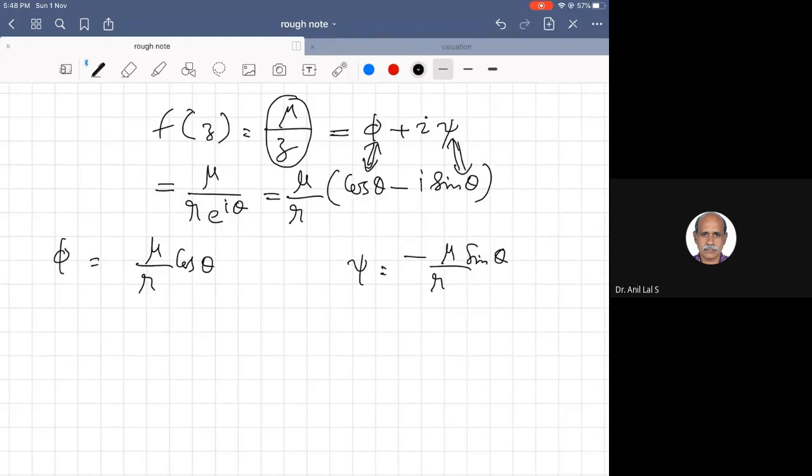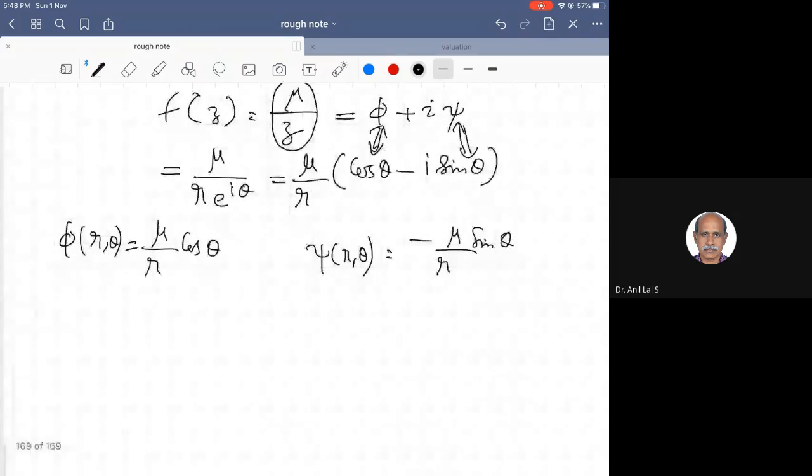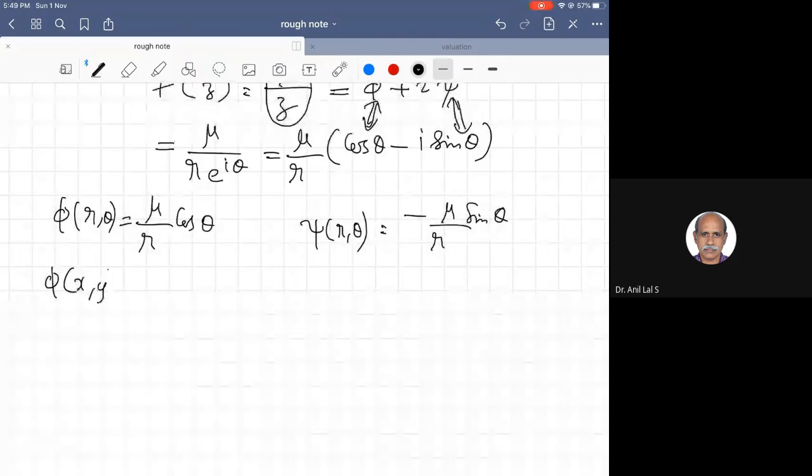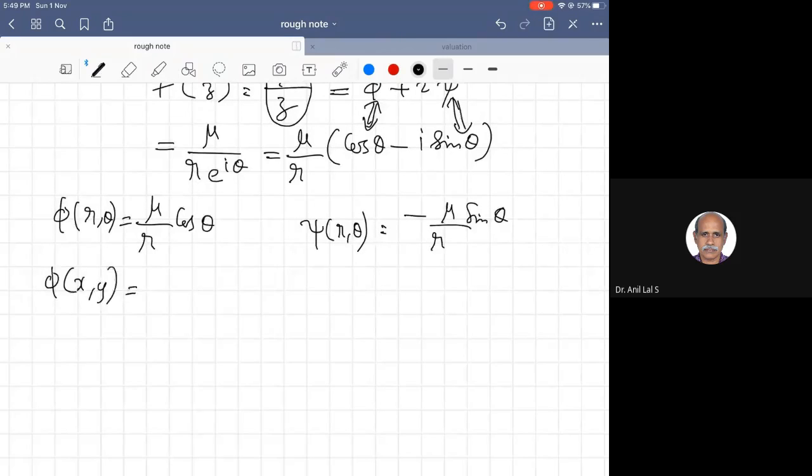So this phi is now written as a function of r and theta in the polar coordinate system. Similarly, psi is also in r and theta. We can write in Cartesian coordinate system also. So we can write phi of xy, that is mu by r cos theta, you know, x is equal to r cos theta.